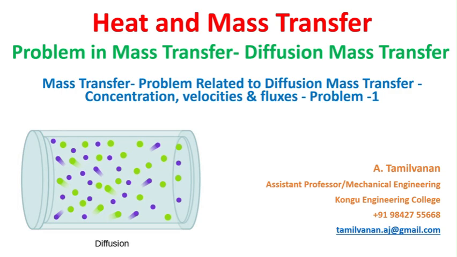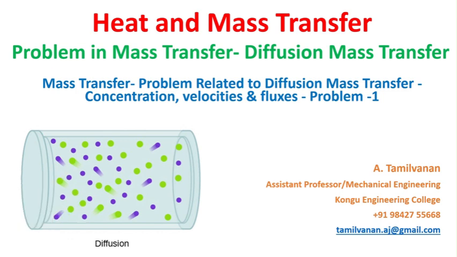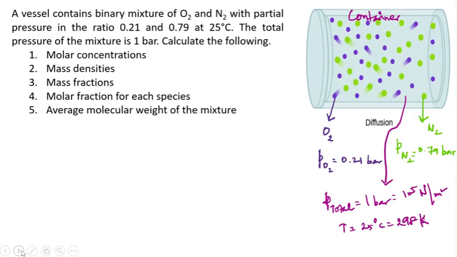Dear students, now we are going to discuss a problem in mass transfer, particularly in diffusion mass transfer. In diffusion mass transfer, the problem is more specifically related to concentrations, velocities, and fluxes. In diffusion mass transfer, the masses diffuse from higher concentration gradient to lower concentration gradient and mix. And finally, we are going to find out the concentrations, the mass densities, and the molar densities. These things we are going to find. Now we move to the problem.